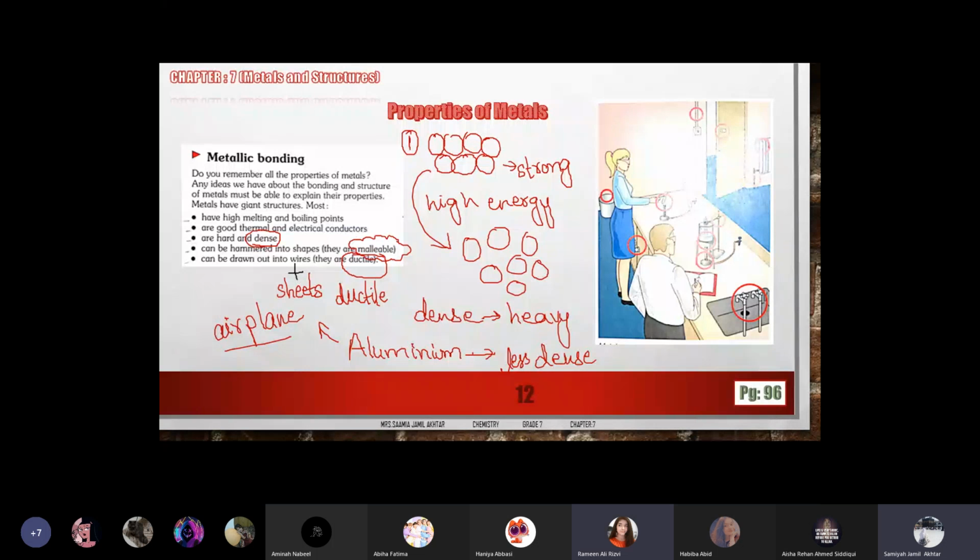So what does ductile mean? Ductile means they can be changed into wires and sheets. Metals can be made into wires and they can be turned into sheets. We can make sheets out of them. We can make wires out of metals. They are hard, but we can melt them and change them into different shapes or sheets or wires.